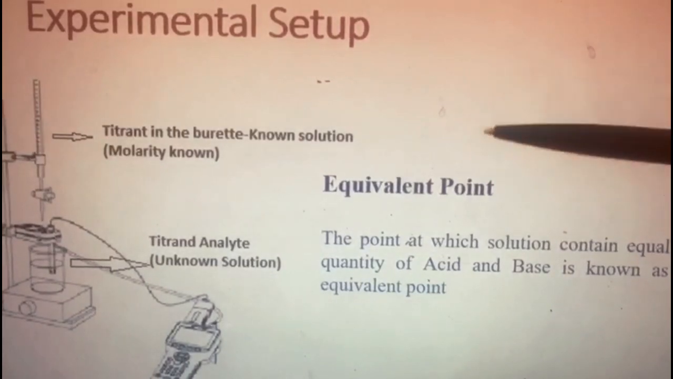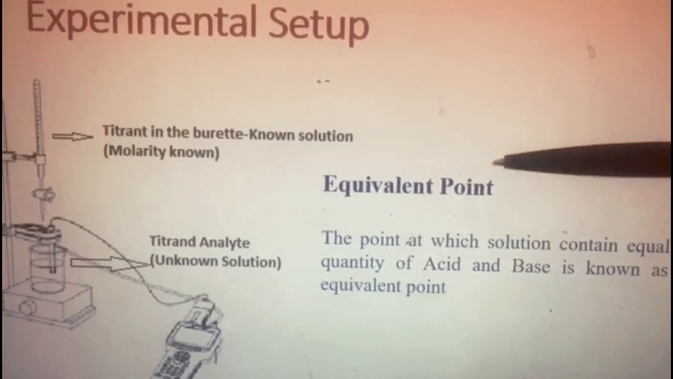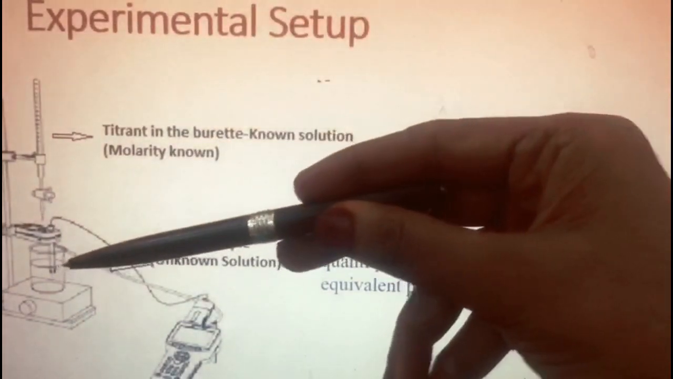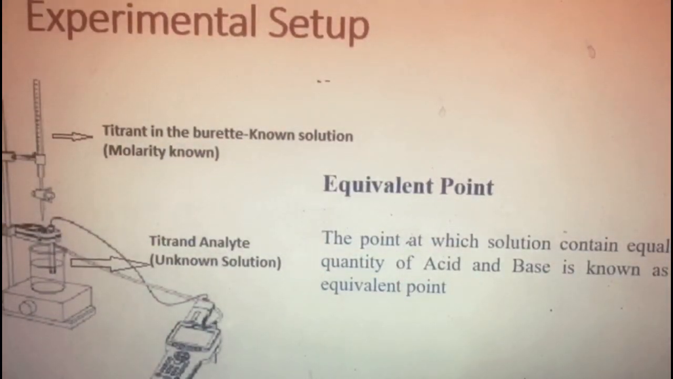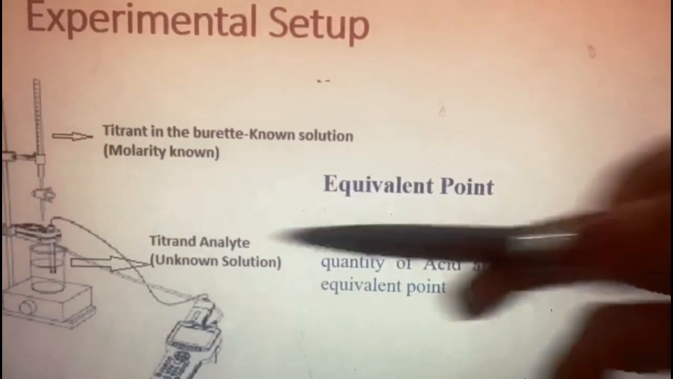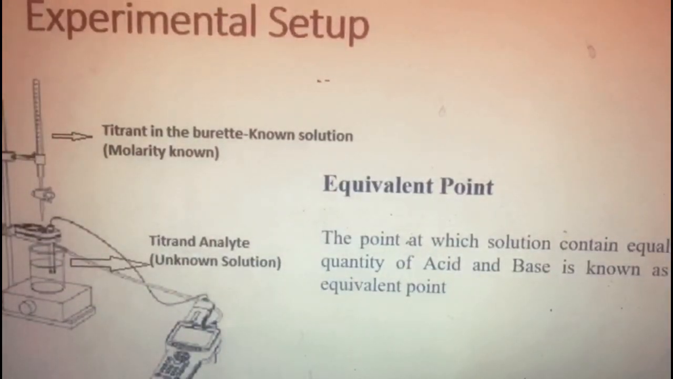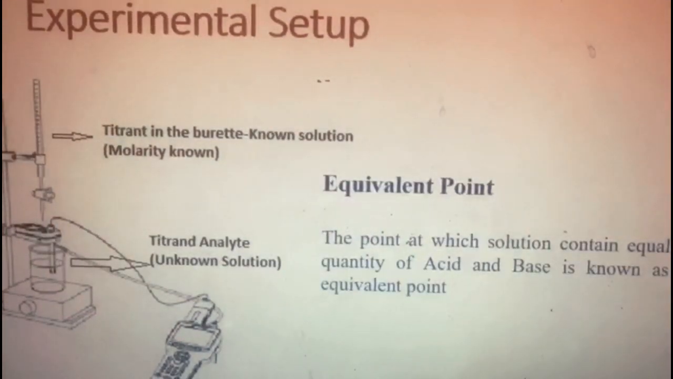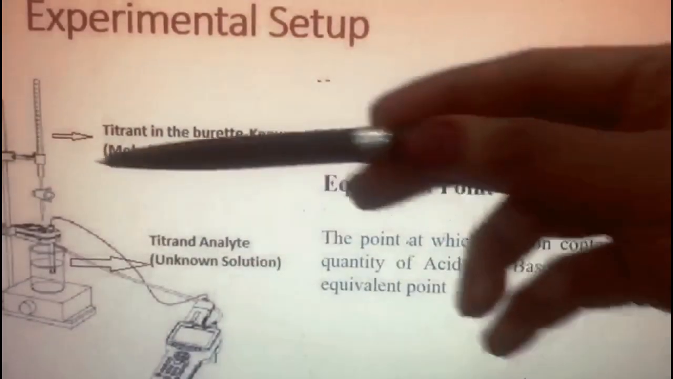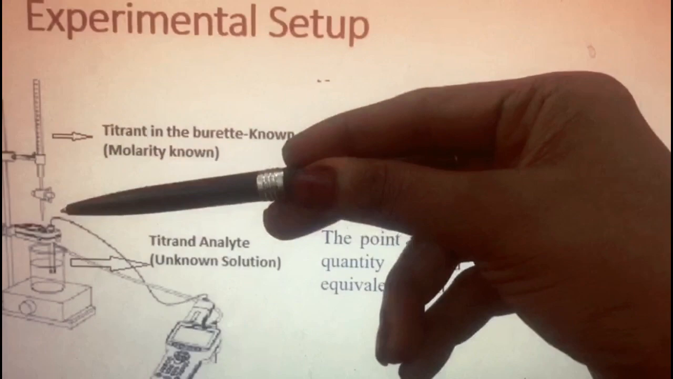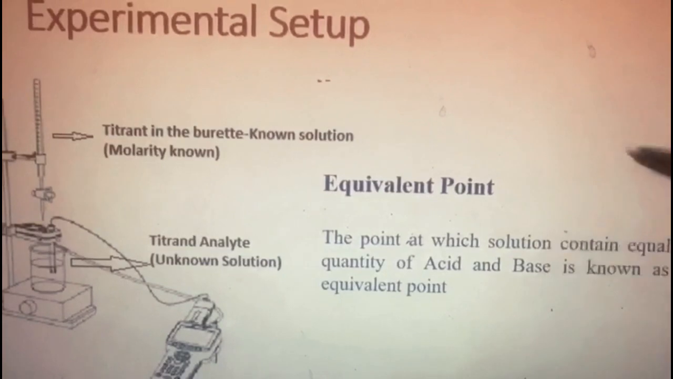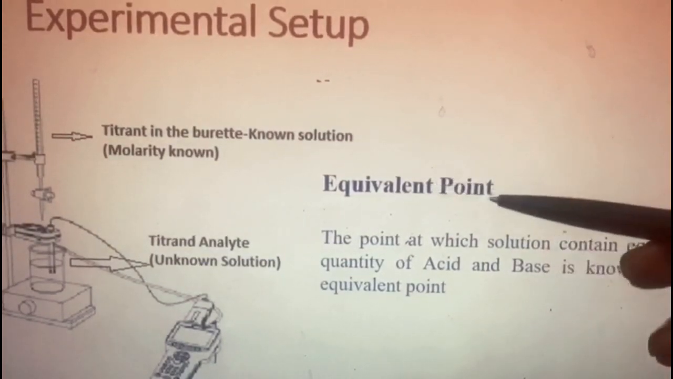This is the experimental setup of a conductivity titration. Here in the burette, we are taking the solution whose concentration is known, that is the titrant, and in the beaker we are taking the analyte which has unknown concentration. This concentration we have to find out. For example, we take 10 ml of the unknown solution in the beaker, and the conductivity of the solution is measured first using the cell. Then 1 ml of the known concentration solution is added from the burette and the conductance is checked, then it is increased by 2 ml, 3 ml like that, and the conductance is measured. Then the equivalent point will be reached.